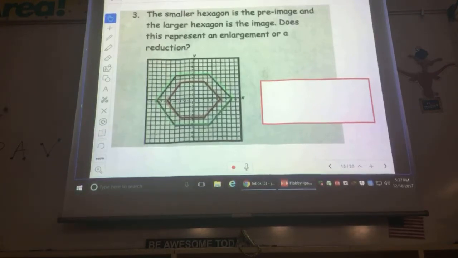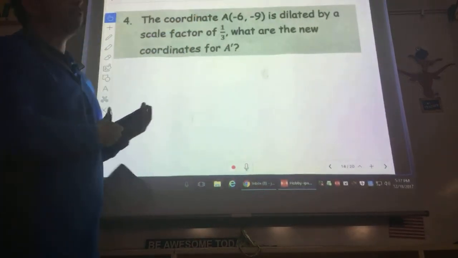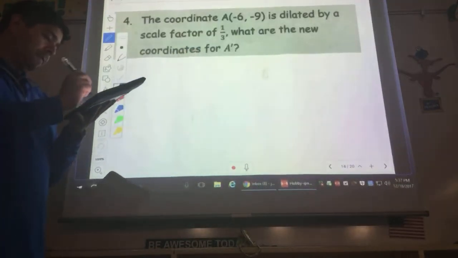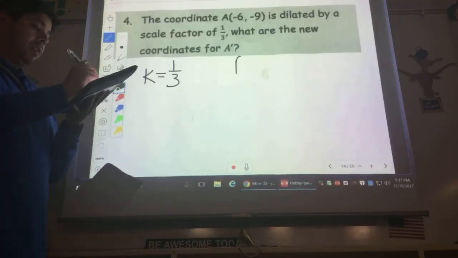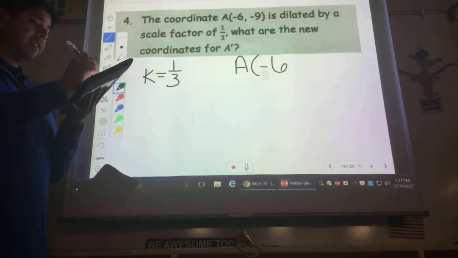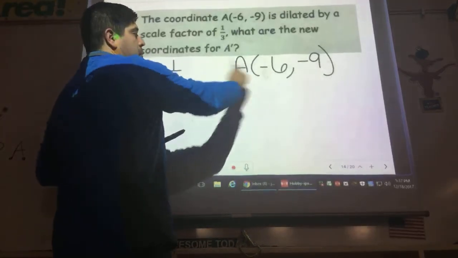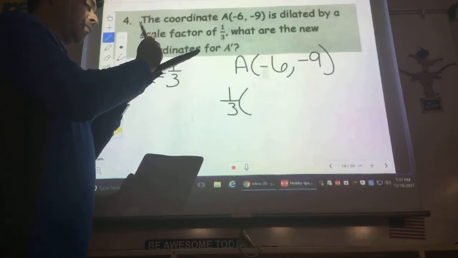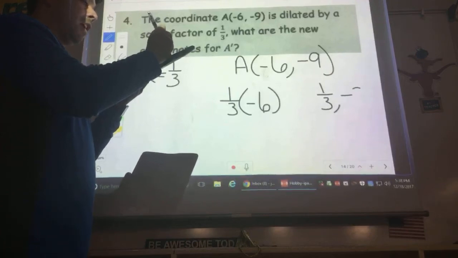All right. Number 4. The coordinate A, -6, -9, is dilated by a scale factor of 1/3. What are the new coordinates for A prime? So I'm going to write that down. I'm going to write my scale factor first. Scale factor is 1/3. A, -6, -9. So what you have to do is multiply both of these points by 1/3. So I'm going to multiply 1/3 times -6 and 1/3 times -9.